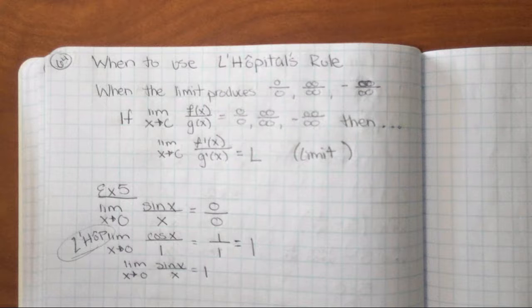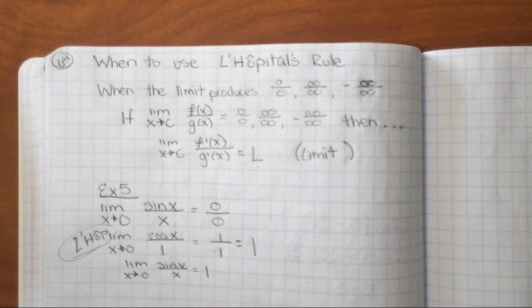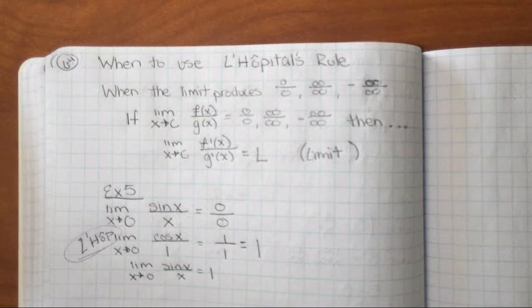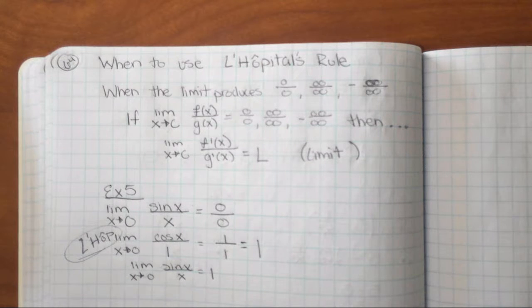So it's only if it's 0 over 0, not if it's like 2 over 0 or something? Correct. It's only if it's those three things, then we can use it. Exactly. Can you give it a 0? Yes, I can.